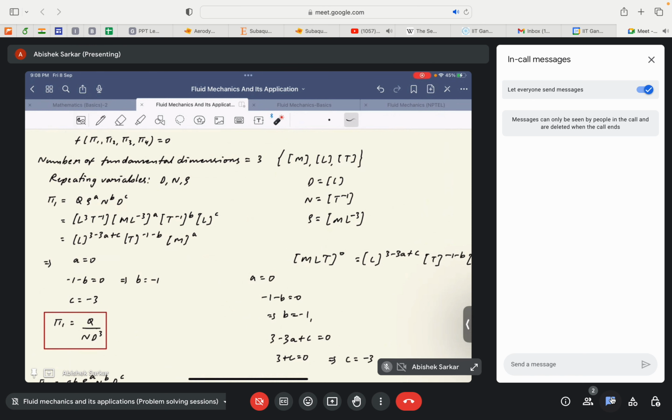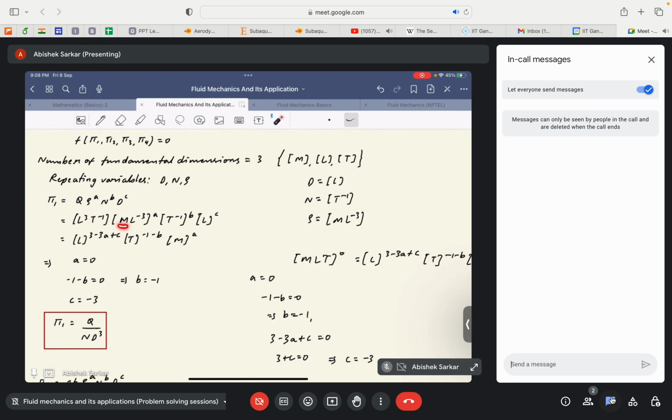And here, this pi, since it is non-dimensional, has a dimension of 1, it will be unity. So for the first term, we take all the powers common for L. We have L to the power 3 minus 3a plus c, we write that. Then similarly for T we have minus 1 minus b, that's all.